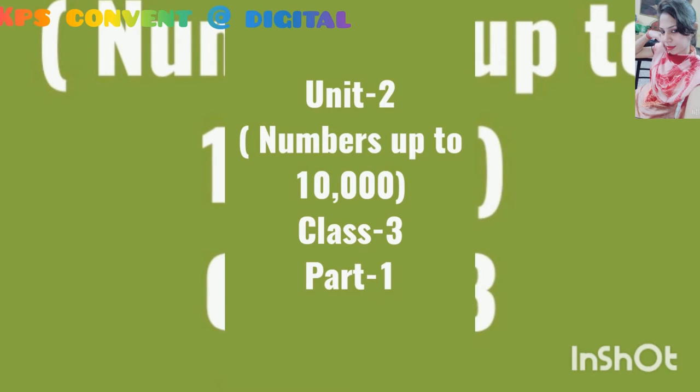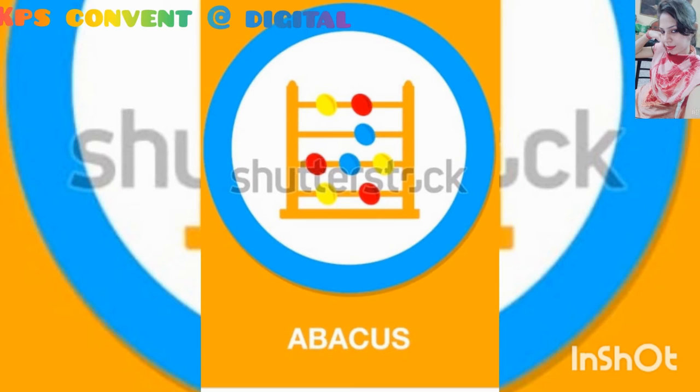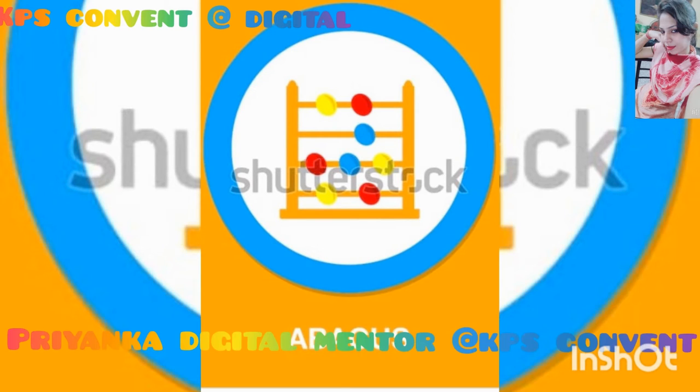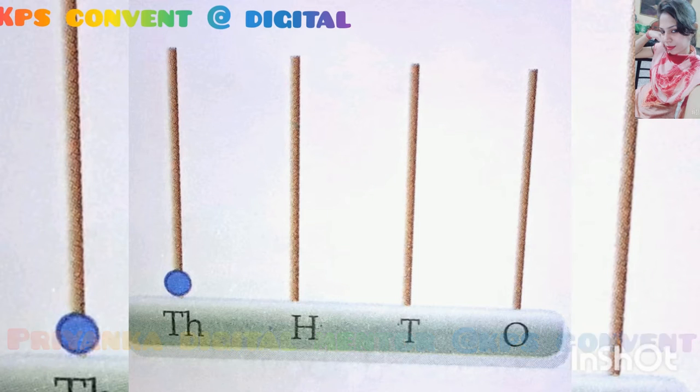Our second unit is numbers up to 10,000. Our first topic is Abacus. It is a counting frame. We can count, add, subtract, multiply and more. Every column represents a different digit such as ones, tens, hundreds, etc.